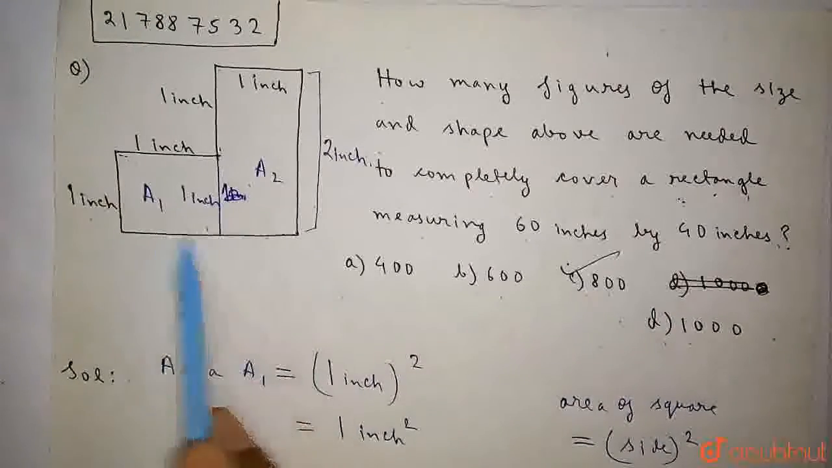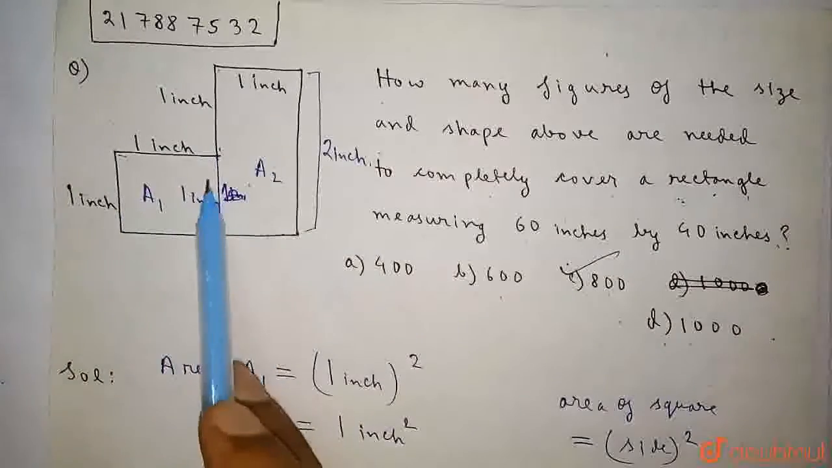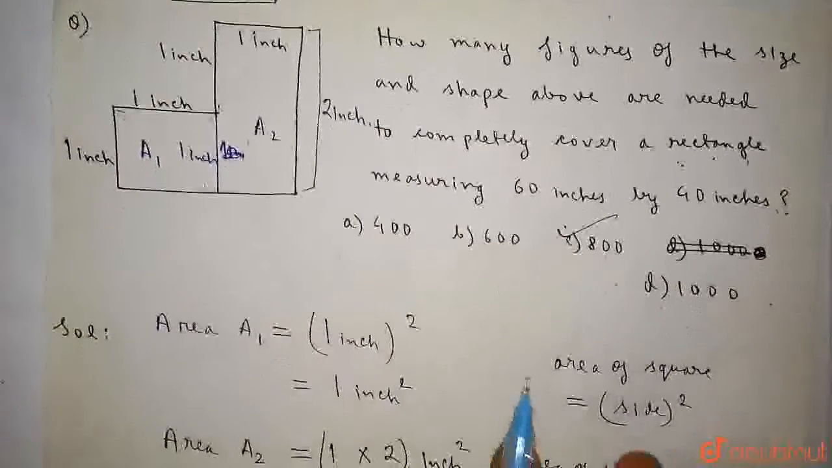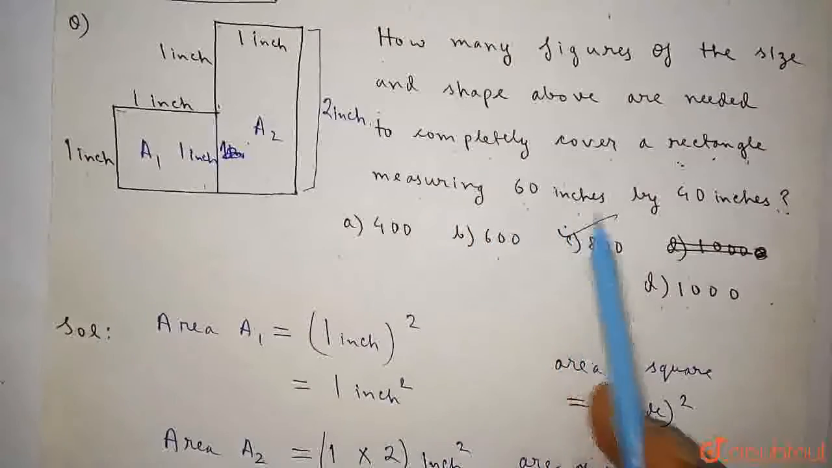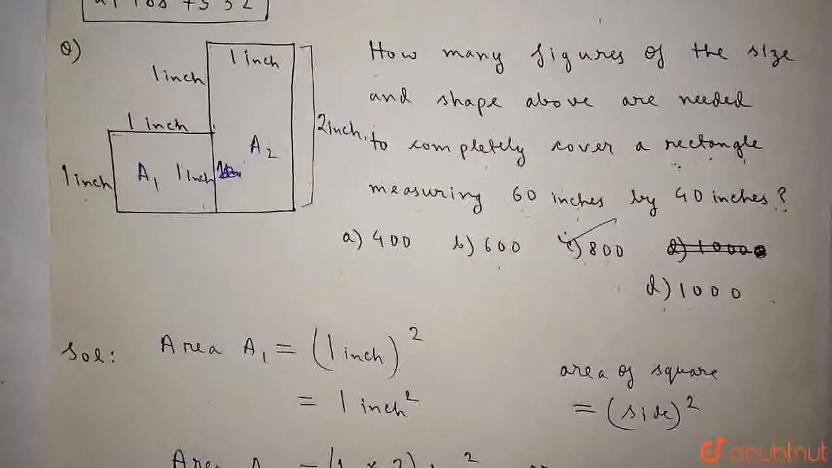So 800 of this kind of figures are needed to completely cover a rectangle having side lengths of 60 inches by 40 inches. So option C, 800, is the correct answer.